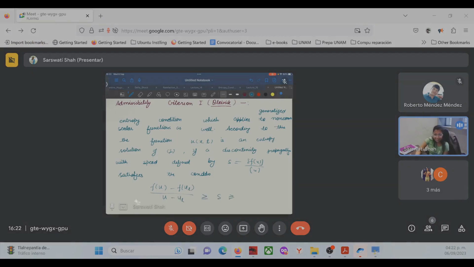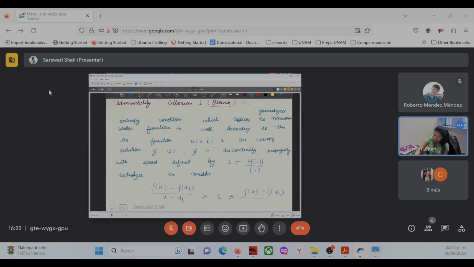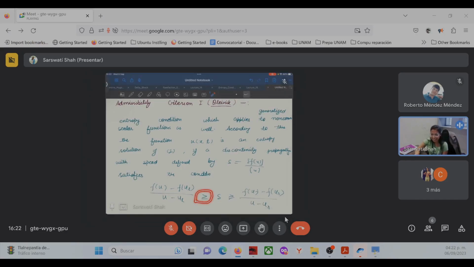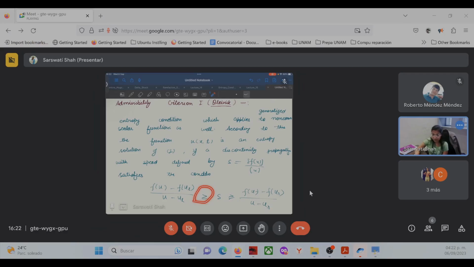Can you see that in the Lax entropy condition, we were not talking about the equality, we were taking the strict inequality, greater than, but here we are normalizing, we are just relaxing something, like we are taking the equality, not a strict inequality. So this is the admissibility condition. That's why it holds for the non-convex scalar flux function.